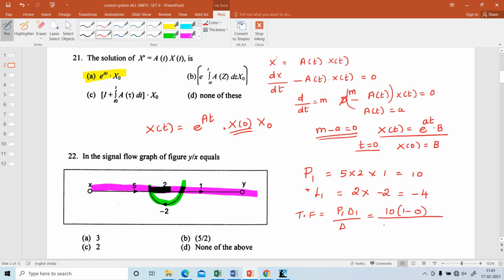Whole divided by, what is delta? 1 minus sum of individual loop gains, that is 4. Okay, now 10 divided by 1 minus of minus 4, that is plus 4. The answer is 2. So the answer 2 is the correct one. Option C is the correct answer.